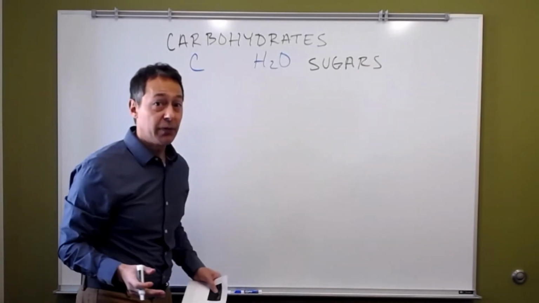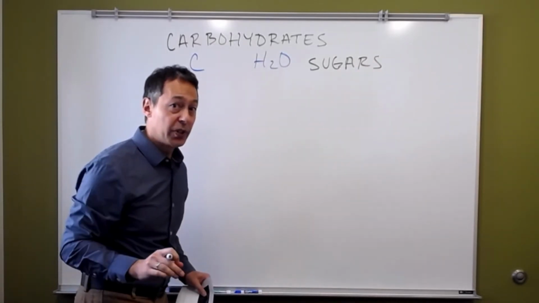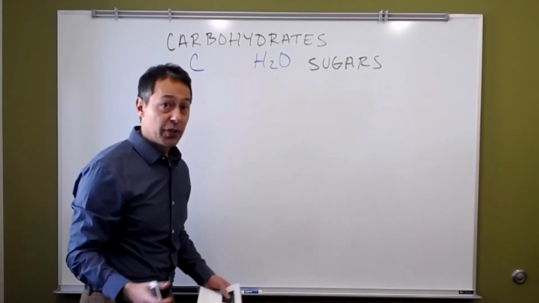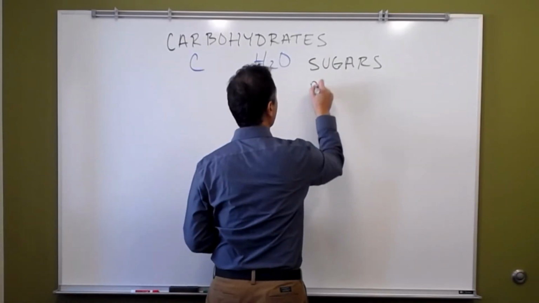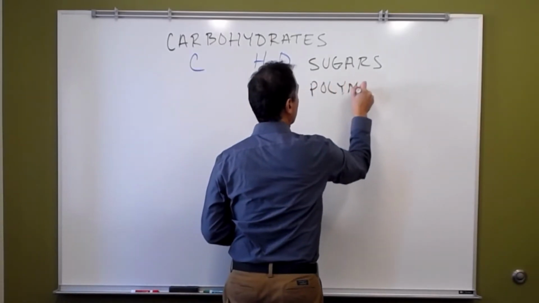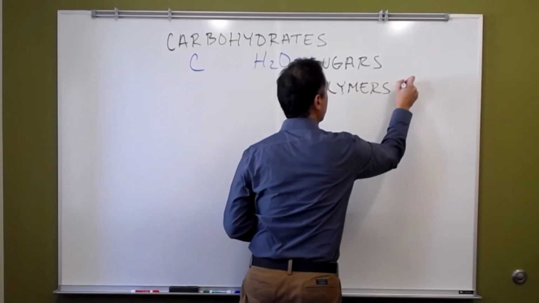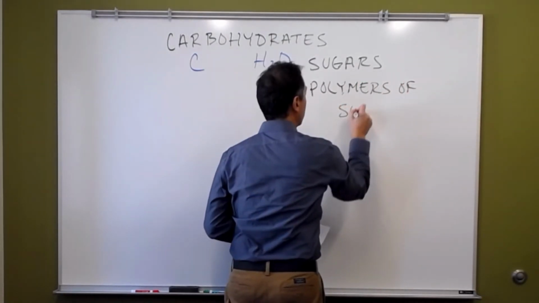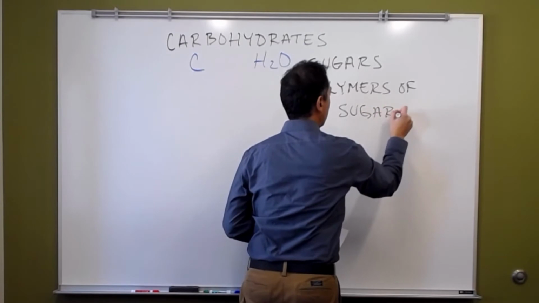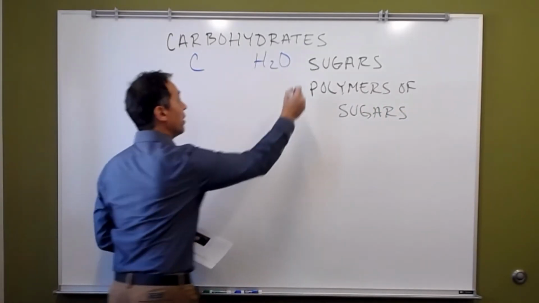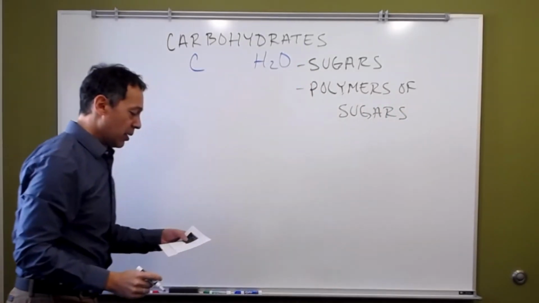And there's multiple different types of sugars. We're going to learn more about those coming up. And polymers of sugars. Sugars and polymers of sugars make up carbohydrates.